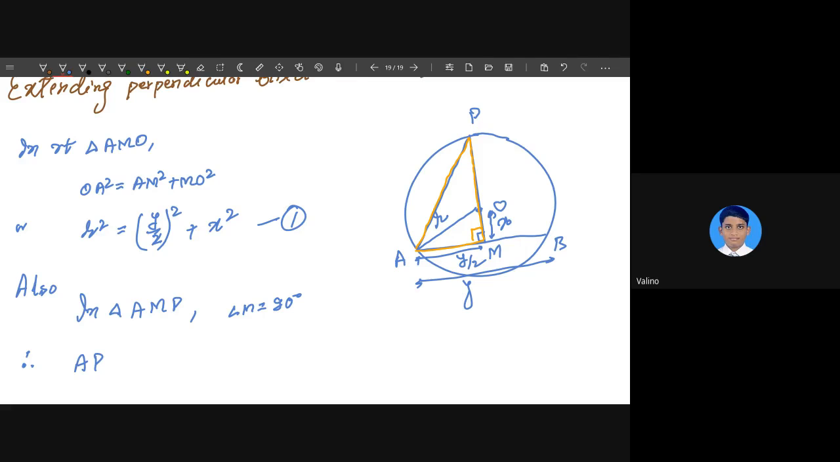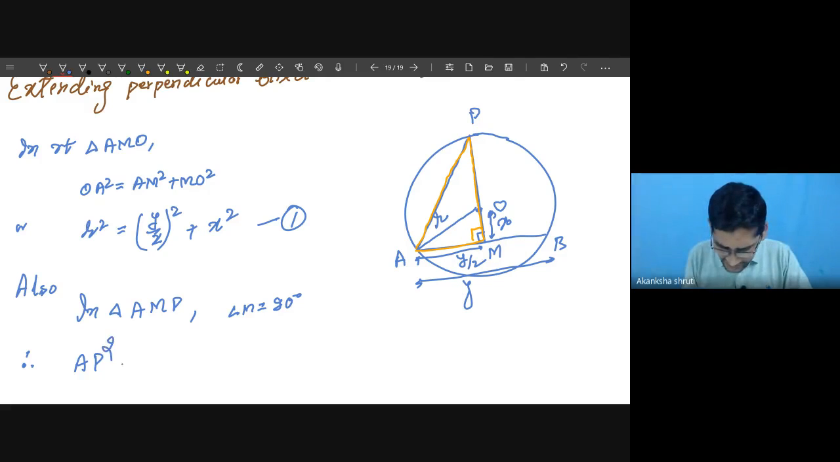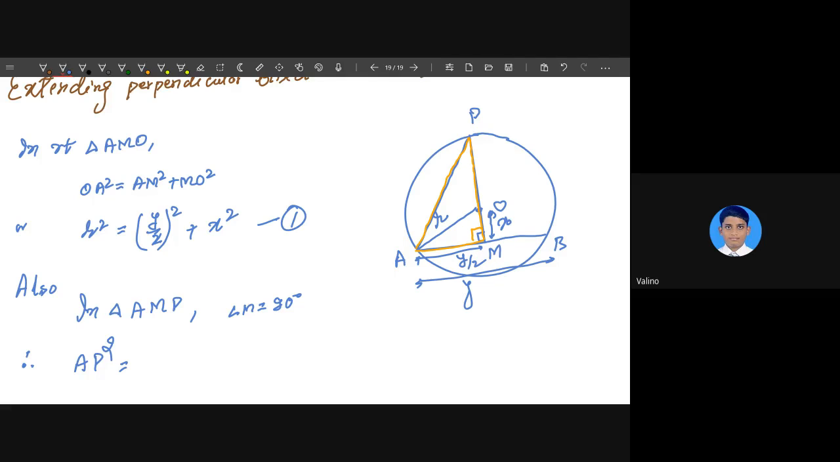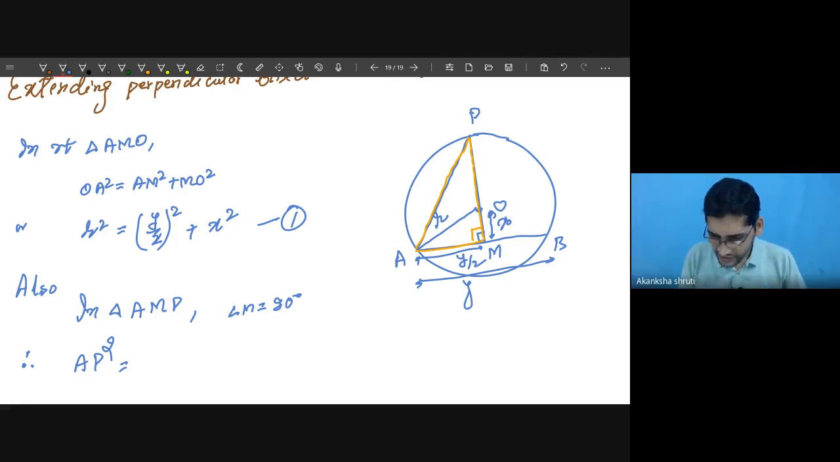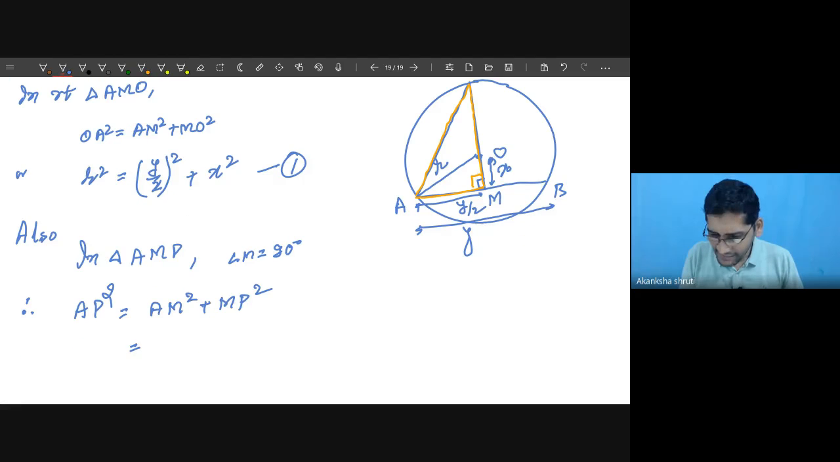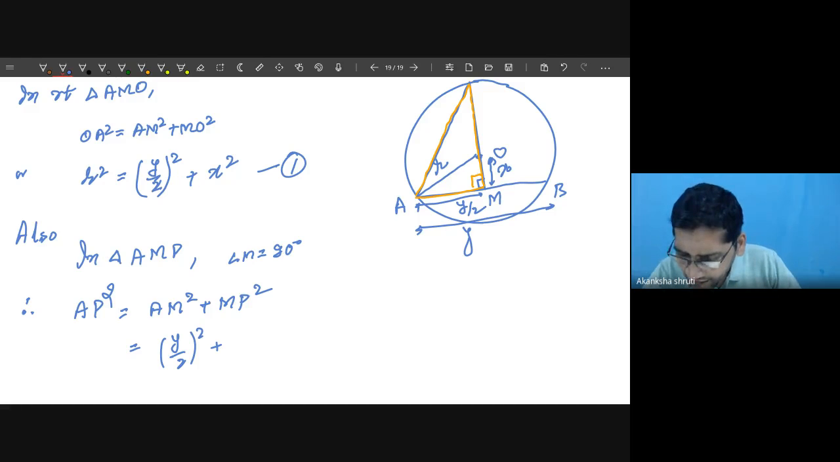AP square is equal to, very good, how much, students? AM square plus MP square. Very good. So it is our AM square plus MP square. Students, what is our AM? AM is Y by 2. So this square we may write. But what is our MP? Students, MO is our X.